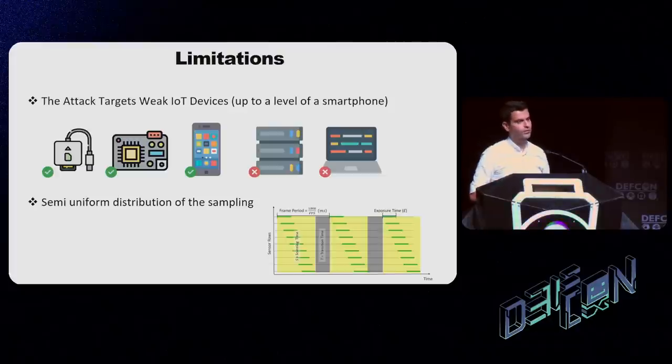Moreover, we discussed it earlier, due to the fact that there is a transition time between each 2 frames where the object or the power LED isn't being captured in any frame, the distribution of the sampling is semi-uniform. It's not exactly uniform, which is another issue that we need to resolve when recovering the secret keys.